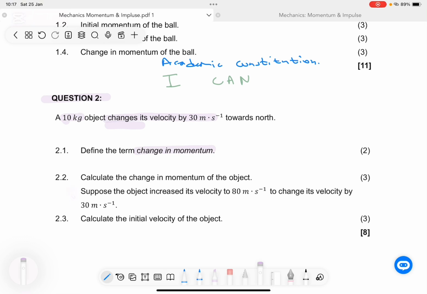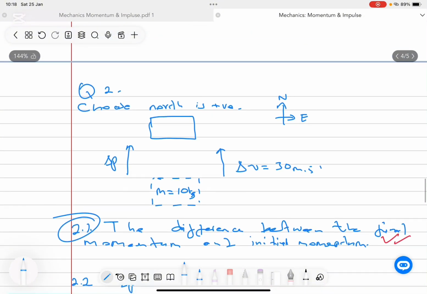Now we are given a statement below question 2.2 that says, suppose the object increased its velocity to 80 meters per second to change its velocity by 30 meters per second. What they are saying in this problem is actually taking us back to rule number 1, because we have new information. We have to reinterpret the problem. So here we are told to increase the velocity, and I'm going to go to my initial diagram to do the interpretation.